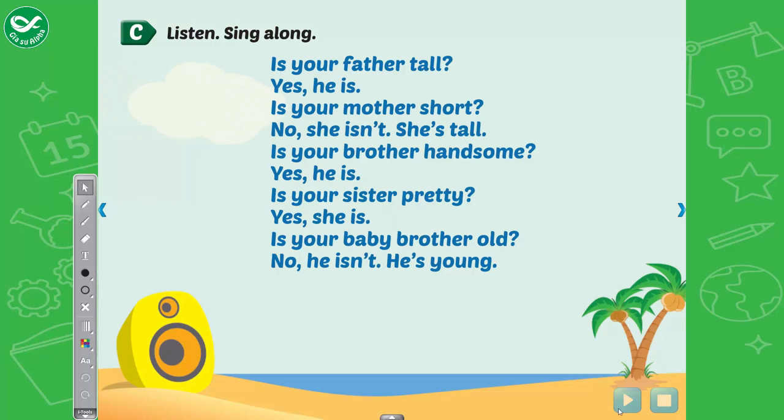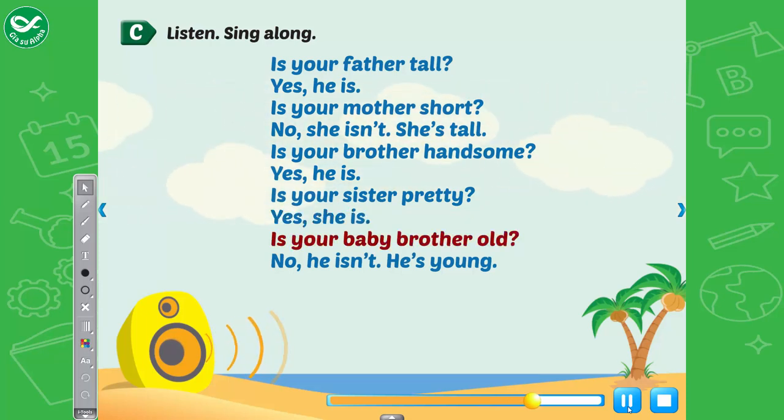C. Listen. Sing along. Is your father tall? Yes, he is. Is your mother short? No, she isn't. She's tall. Is your brother handsome? Yes, he is. Is your sister pretty? Yes, she is.